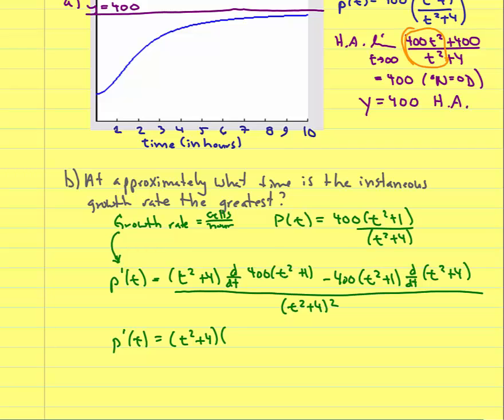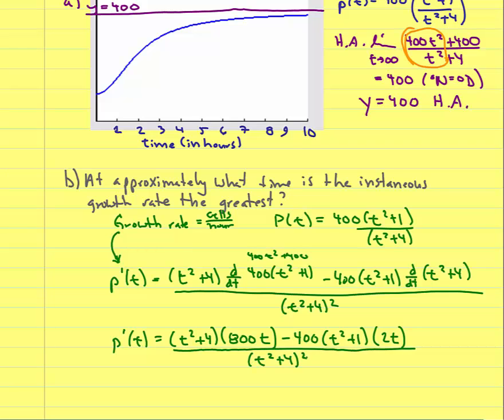So the derivative of 400t squared. If I wanted to, I could think about this as 400t squared plus 400. The derivative of 400t squared would be 400 times 2 is 800t, and the derivative of 400 is 0. The derivative of a constant is 0. So here I have minus 400 times t squared plus 1. The derivative of t squared is 2t, and the derivative of 4, which is a constant, is 0. And this is all over t squared plus 4 quantity squared.